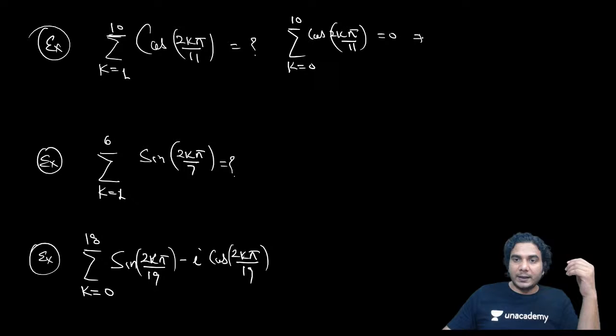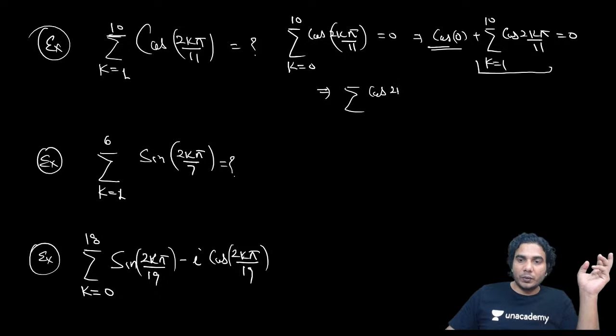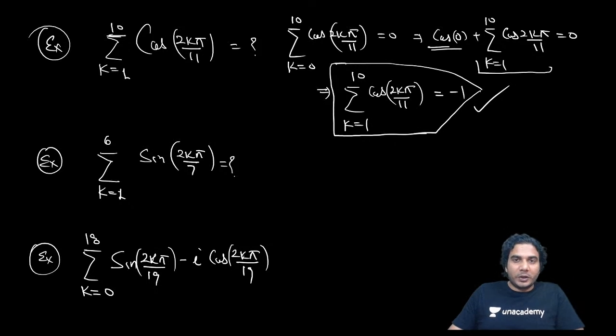All right. So if I write this first term separately, this will be cos 0 plus sigma of cos of 2k pi by 11, k from 1 to 10. You can see what I have done? I have separated this first value, which was corresponding to k equal to 0. So cos 0 is now separated and we need this sum. So this sum, cos of 2k pi by 11 from k equal to 1 to 10, is going to be minus 1. All right. So this is going to be our answer. I hope you got it.